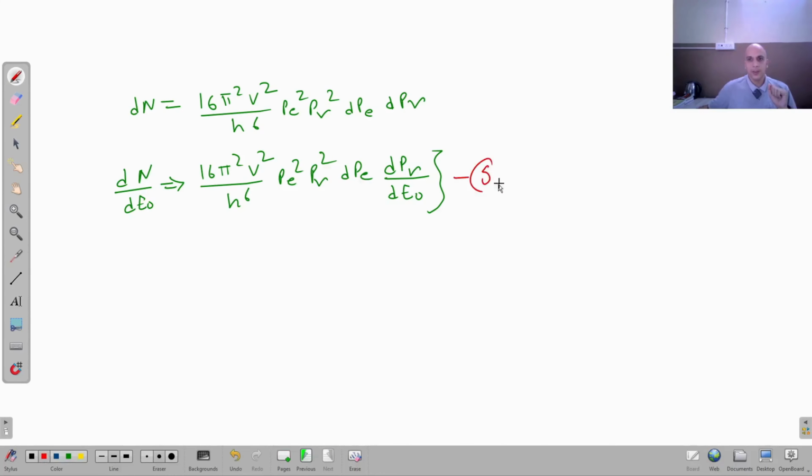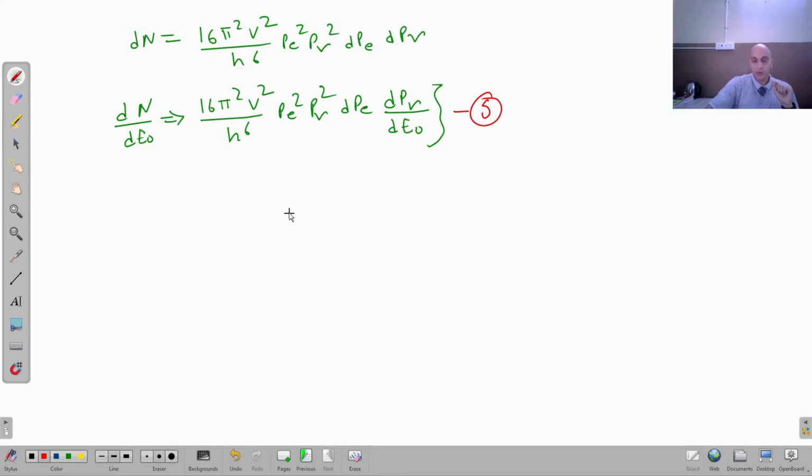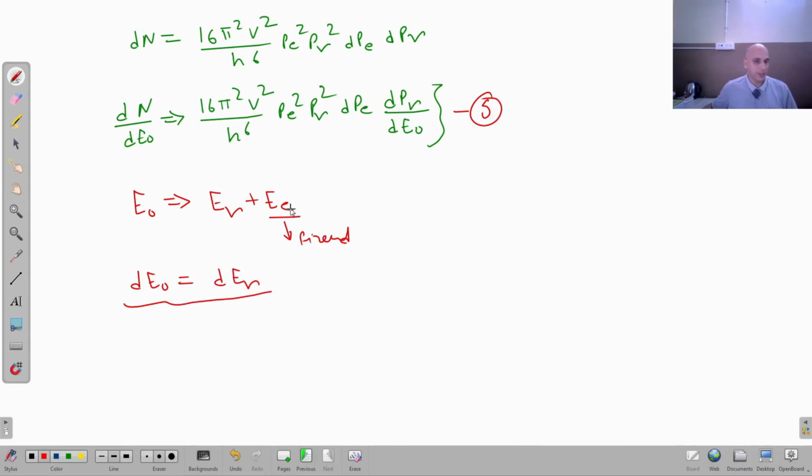Now the total energy, as we assumed in the beginning, is E naught, carried by the neutrino and electron, right? We have taken it in the beginning that the recoil nucleus does not carry any energy. Now if the electron energy is fixed, then in that case dE naught will be equal to dE neutrino.